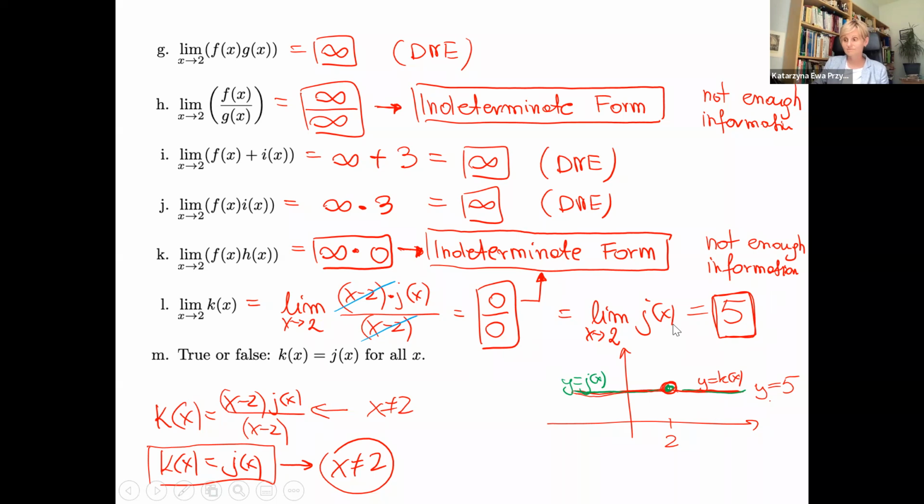In this situation, I think we answered the last part, true or false: K of x equals J of x for all x's. No, not for all, except 2. That means they are equal for all of the x's, but not at 2. At 2 is a different situation. Open circle, no value for K, value for J, the green dot.